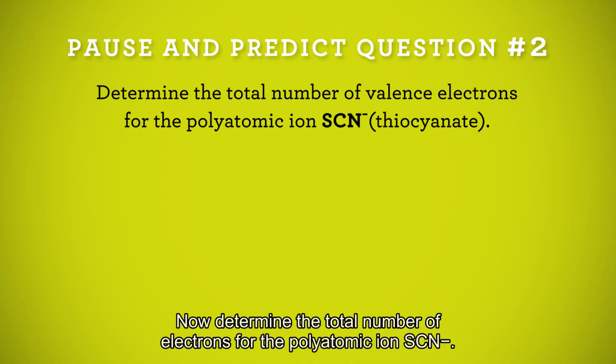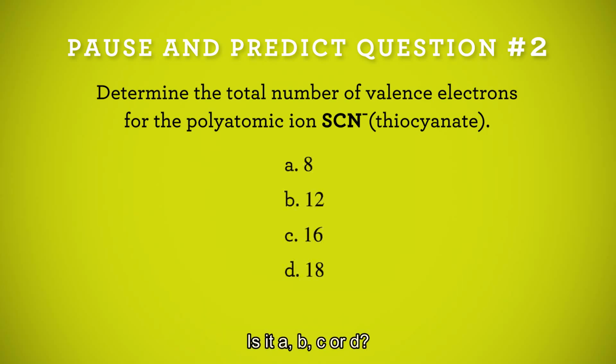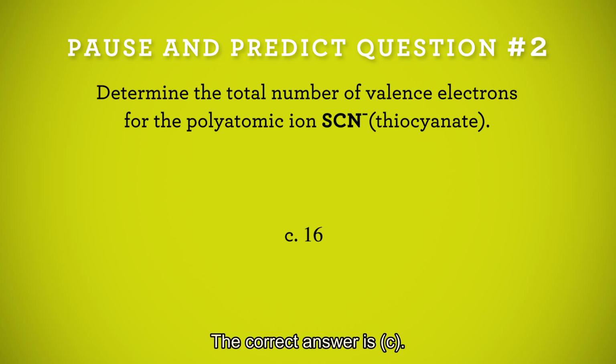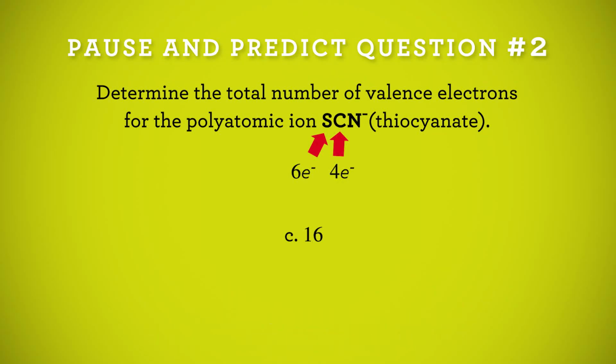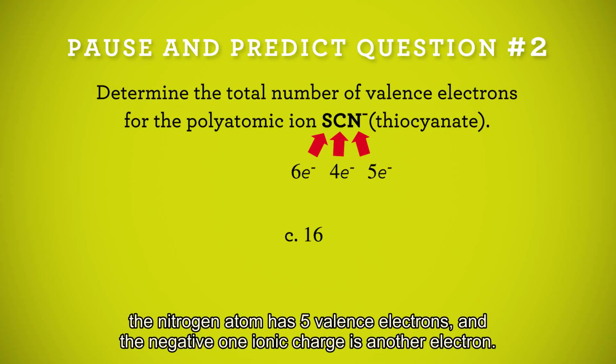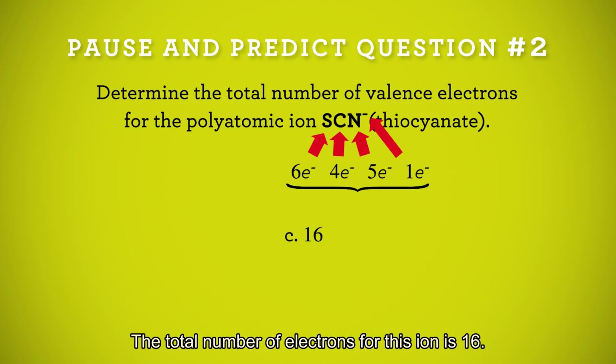Now determine the total number of valence electrons for the polyatomic ion SCN-. Is it A, B, C, or D? The correct answer is C. The sulfur atom has 6 valence electrons. The carbon atom has 4 valence electrons. The nitrogen atom has 5 valence electrons, and the -1 ionic charge is another electron. The total number of electrons for this ion is 16.